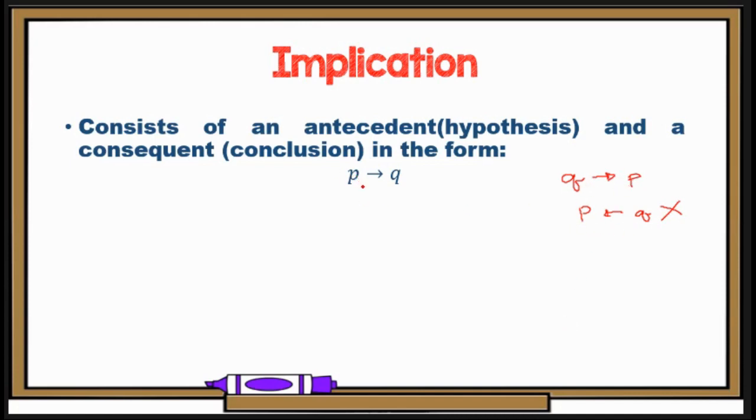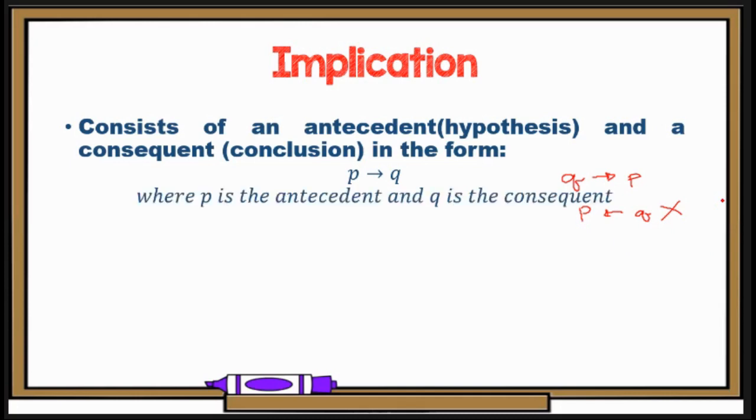The arrow is always pointing to the right. Later on, we are going to discuss the inverse, the converse, and the contrapositive. But right now, ito munang rule na to, wag nyo mabaligtarin tong arrow na to. It is always pointing to the right. Baka ma-confuse. P is the antecedent and Q is the consequent. Kung sino yung tinuturo ng arrow, yun yung consequent or conclusion. Kung sino yung root, yun yung antecedent or hypothesis, kung saan siya nanggaling, yun nandun sa side na walang arrow.